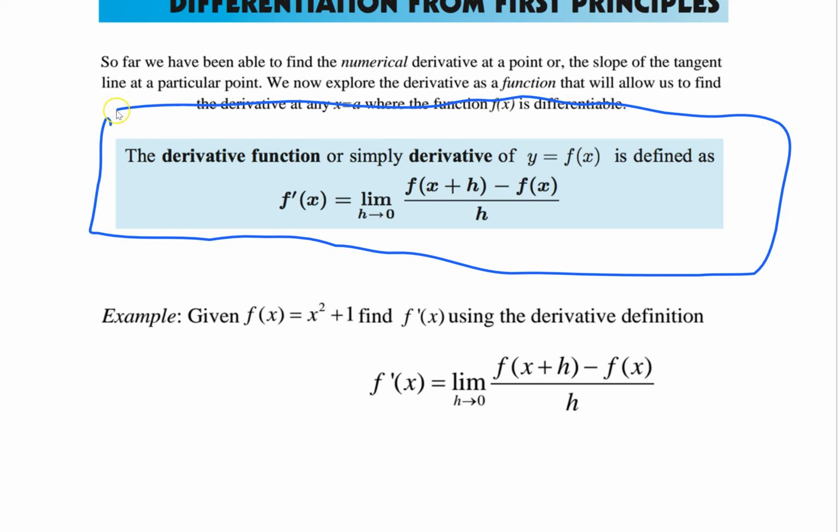This is called the first principle. So if you look at it, f prime of x equals the limit as h goes to 0 of f of x plus h minus f of x, all over h. That's a fancy way of finding the slopes of the secant lines. That's all it is.